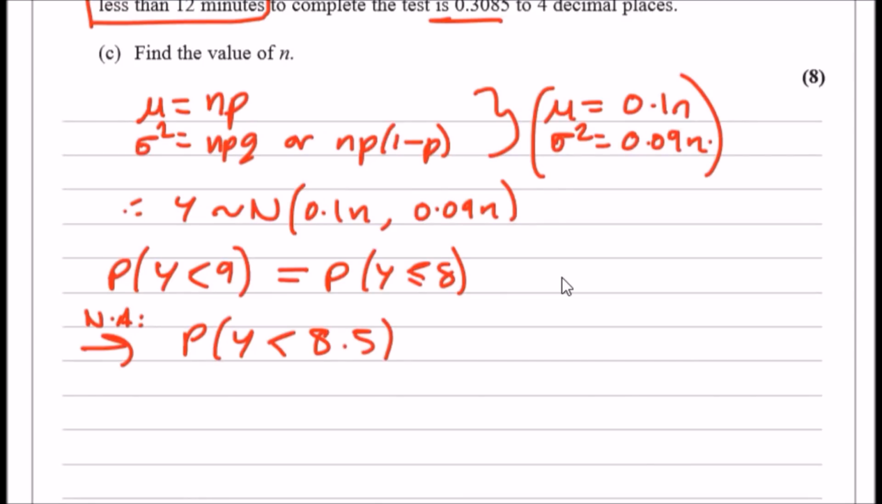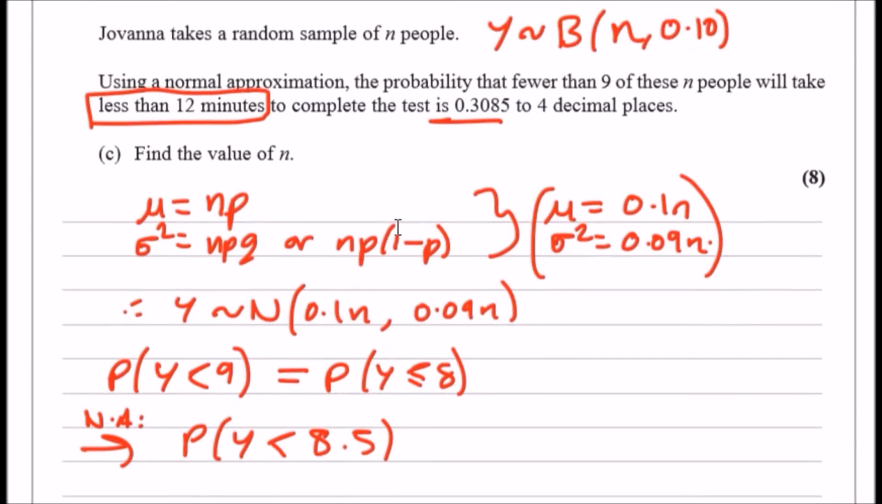The reason why we do this is that we just want to have a safe assumption. Okay, that's really it. So where are we now? Find the probability that fewer than 9 of these n people will take less than 12 minutes, and we know that this probability equals 0.3085. So we're almost done.